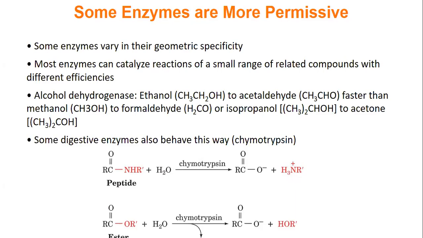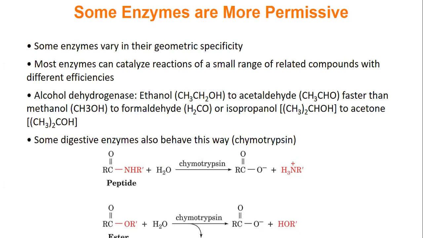If we want to kill a bacteria, for example, we can make a molecule that looks like a substrate for one of its enzymes that will bind, but not actually go through the reaction itself. And we'll talk about that later. That's called an inhibitor. But most enzymes do reactions for related compounds.